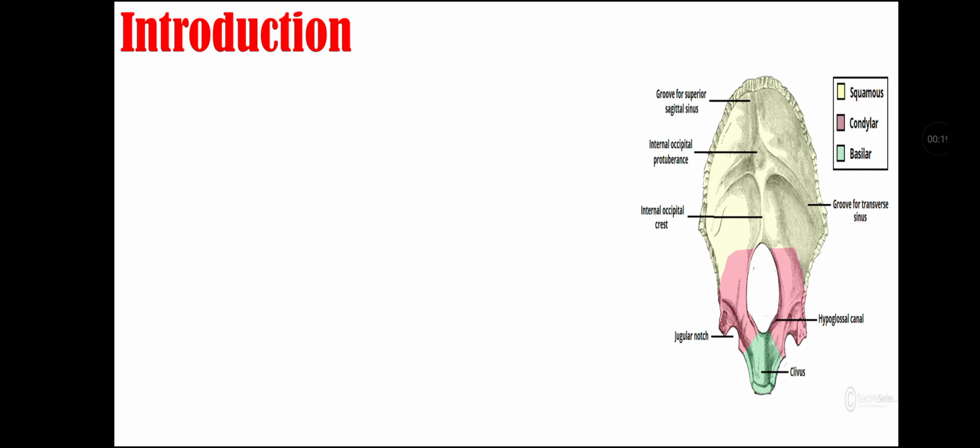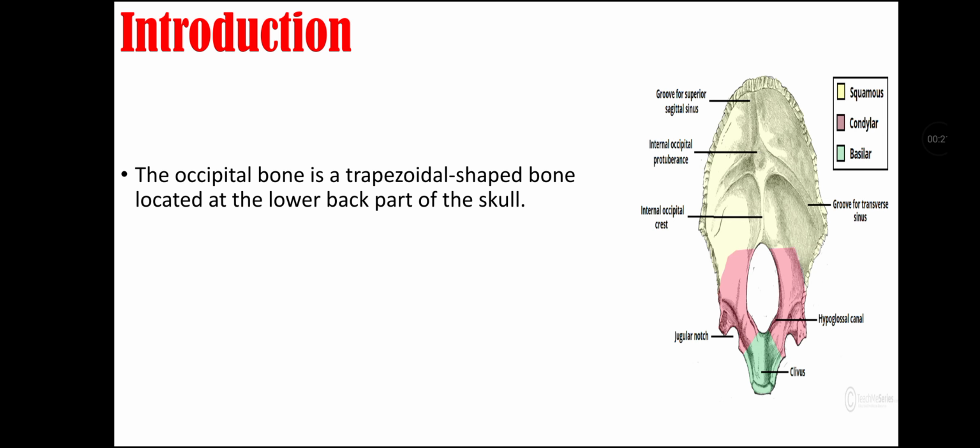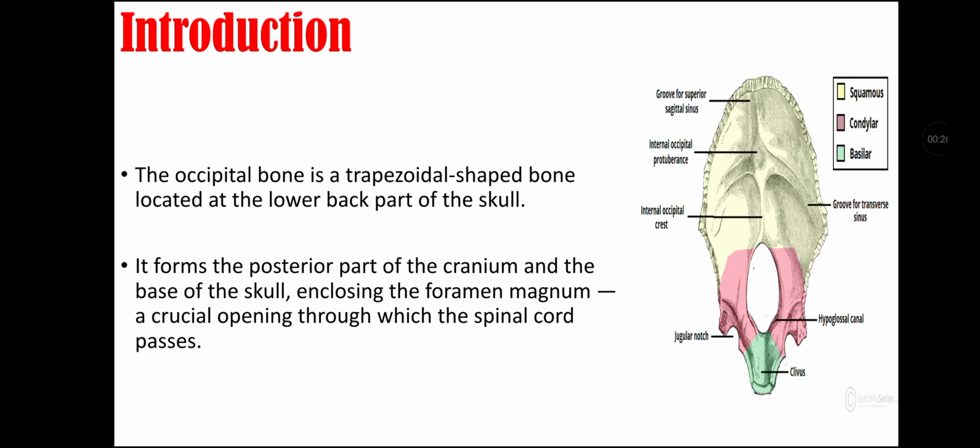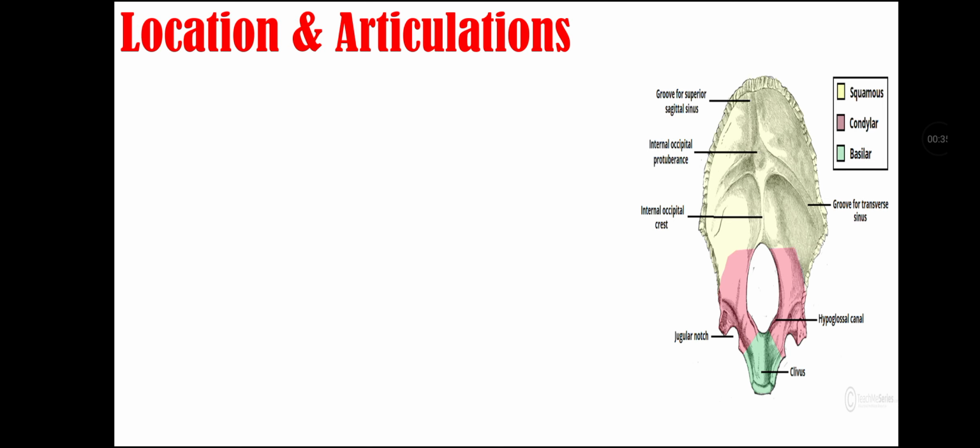So let's start our topic with introduction. Occipital bone is a trapezoidal shaped bone located at the lower back of skull. It forms the posterior part of cranium and base of skull, enclosing the foramen magnum, that is a crucial opening through which the spinal cord passes.